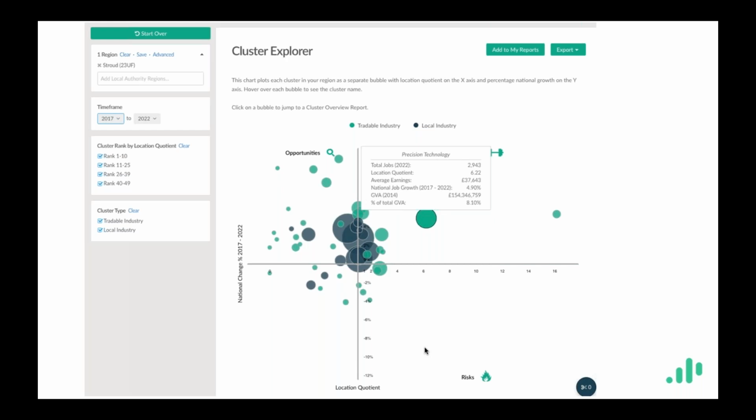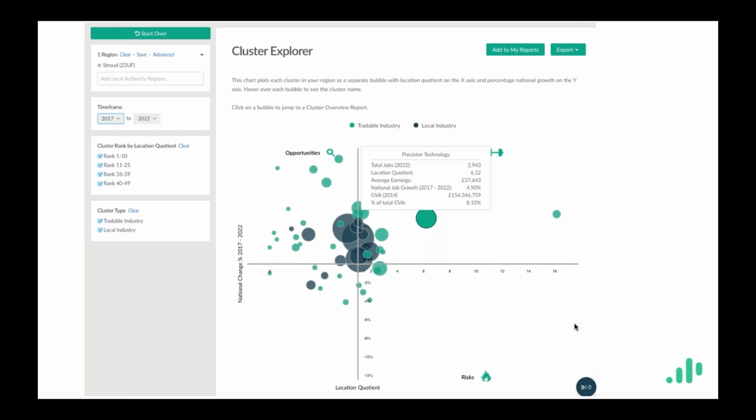And then on the y-axis, you've got national change, so either growth or decline. And that's mapped over a time frame that you set. Here we're looking at 2017 to 2022. Now, if you hover over any one of these clusters, then you'll be able to see essentially some metrics for that cluster. And the one we've hovered over here is precision technology.